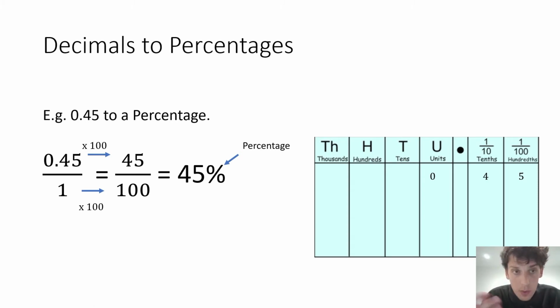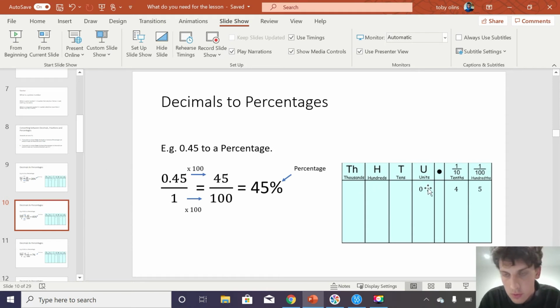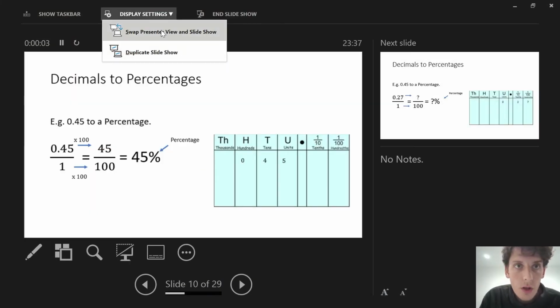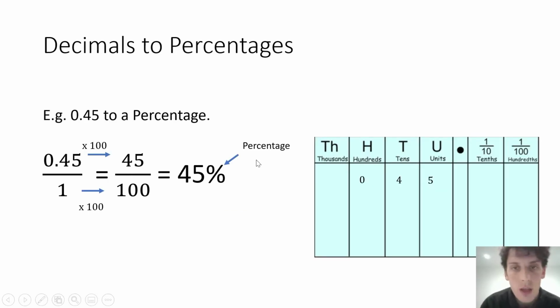Now I'm just going to show you again how to do 0.45 times 100. So here we have 0.45. If we times by 100, we move everything twice to the left. So 1, 2, 1, 2, and then 1, 2. So that's 45. That's where I've got 45 from. And then 45 over 100 as a percentage is 45%. So 0.45 as a percentage is 45%.